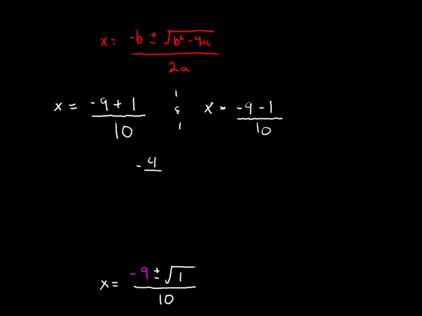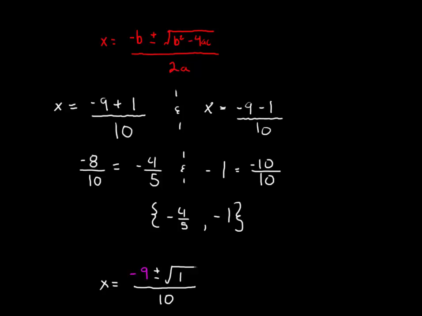negative 4/5 and negative 1. And I know I did just skip a step there, so let me show you the math I did in between. Nothing is obvious until you see it for yourself. Negative 9 plus 1 is negative 8 divided by 10, and that's a fraction which reduces to negative 4/5. Negative 9 minus 1 is negative 10, which is a fraction that reduces to negative 1. And we would want to write our answer in the solution set form. It doesn't matter which solution you write first, just that you put them in the set.